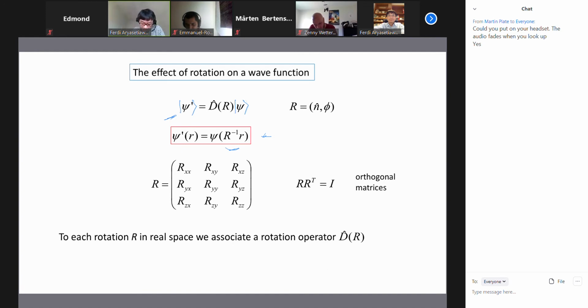But it is not so simple when we have a spin state, because the spin state lives in spin space. It's a two-dimensional space, we have a spin half. So we cannot make a projection onto a position eigenstate. We have to stick to the spin space, so we cannot see this explicitly.